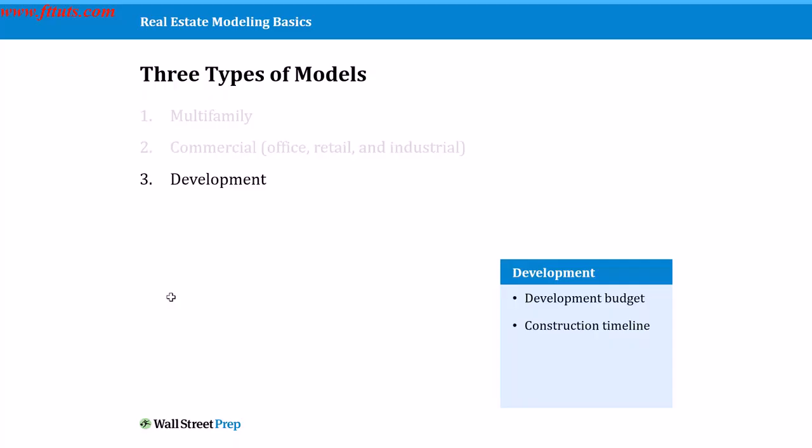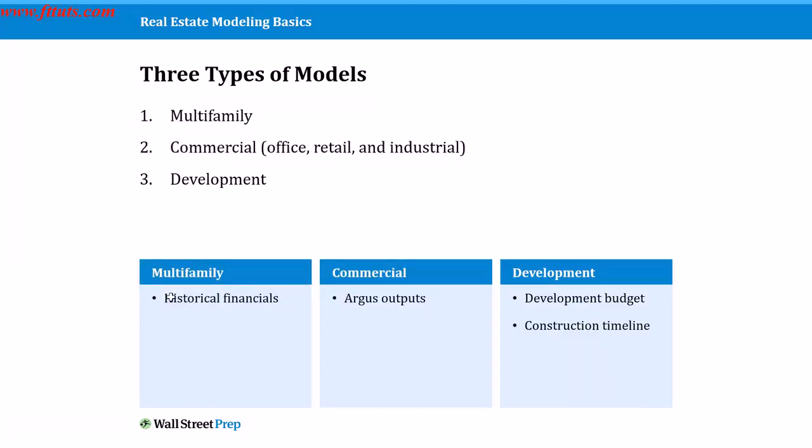Lastly is a development model. A development model is not driven by historical financials because it's a new building, and it also is not going to have an Argus file because we don't have any leases at that point. So what we're going to have is a development budget, how much is it going to cost us to build this property, and we're going to have a construction timeline, how long is it going to take us to build this property. And we'll also layer in some assumptions around leasing, which is going to be formatted in a different way depending on the type of property that we're working with.